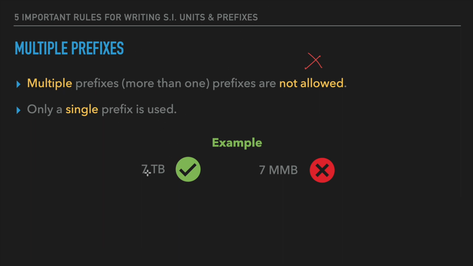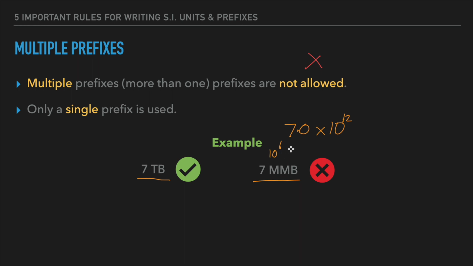Here I have given an example that 7 terabyte is written correctly. But if you try to introduce multiple prefixes, like here where I have written two prefix symbols, megabyte, it's totally wrong. Here I didn't give you the numerical form, but it's basically saying times 10 power 12. So the correct way is to write a single prefix, which is 7 terabyte, instead of writing 2 megabytes. Megabyte, you already know, is 10 power 6.